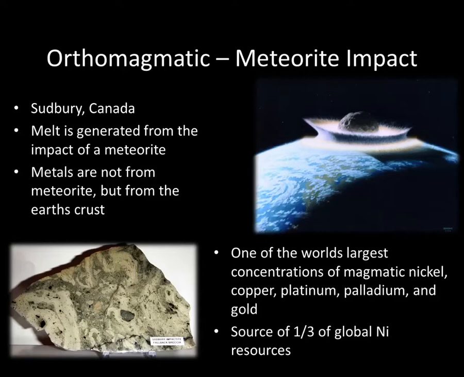The melted body of rock was produced almost instantly upon impact due to shock heating and then cooled. The melted body of rock is several kilometers deep and more than 60 kilometers across. The metals did not, however, come from the meteorite, but from the Earth's crust.